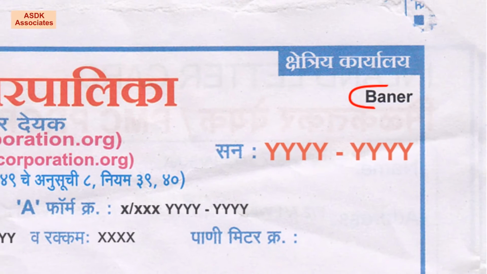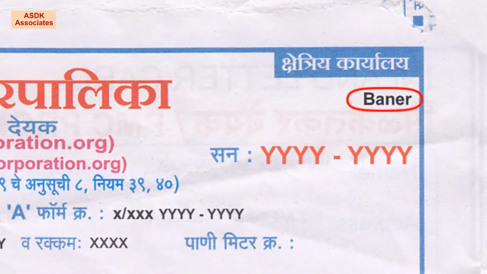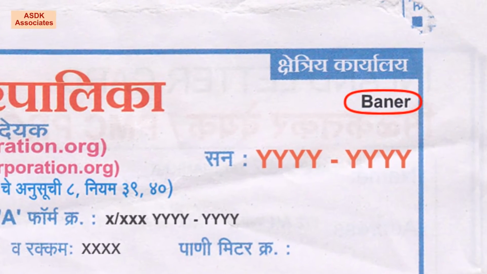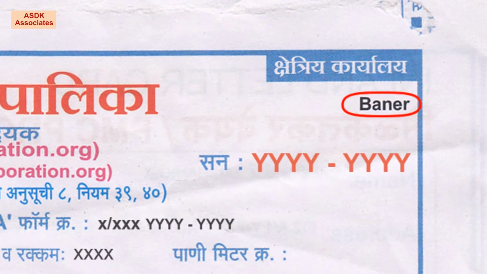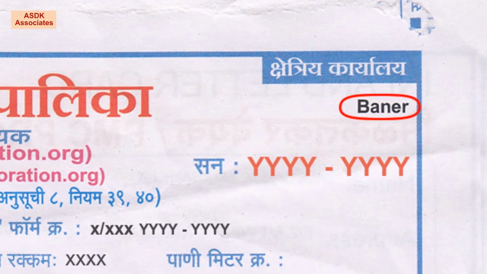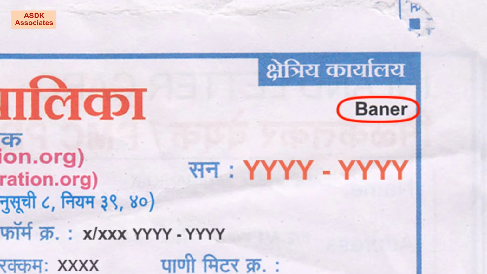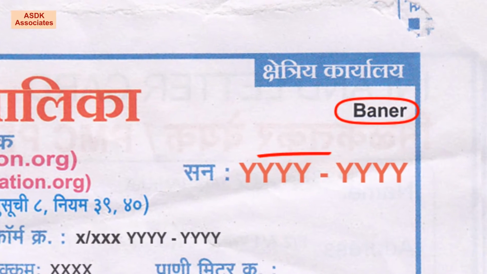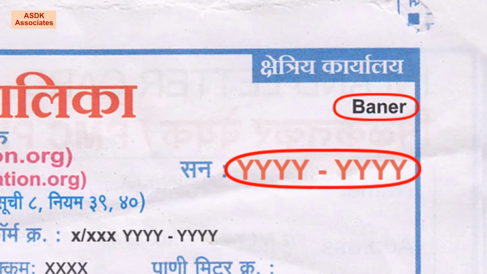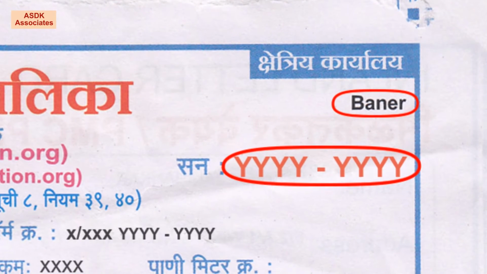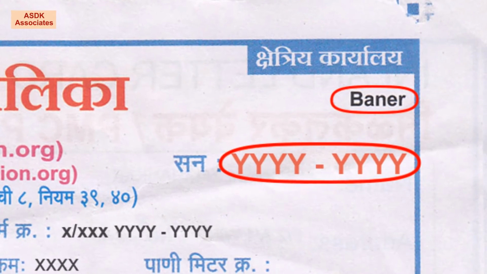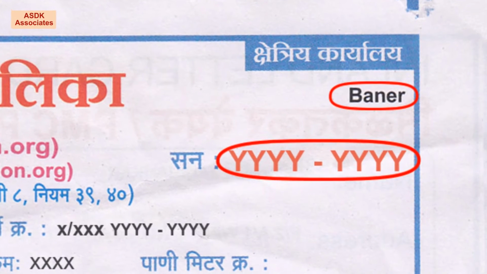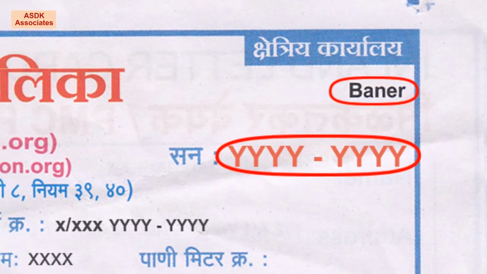Ward Office, Kshetriya Karyalay. On the topmost right hand side of the bill, the ward office is mentioned. It is the area where your property belongs, for example, Baner. Financial year. Below ward office, you will find the year for which the bill is generated. A property tax bill is generated for a year, for example 2015 and 16.